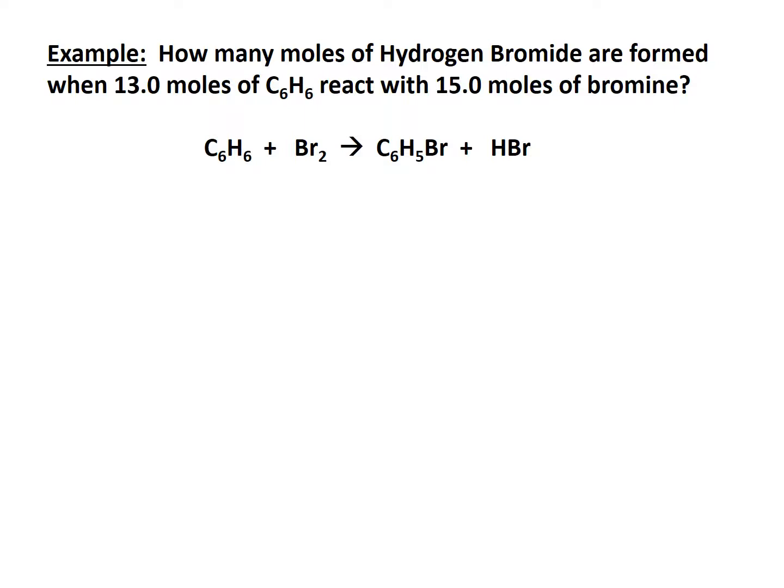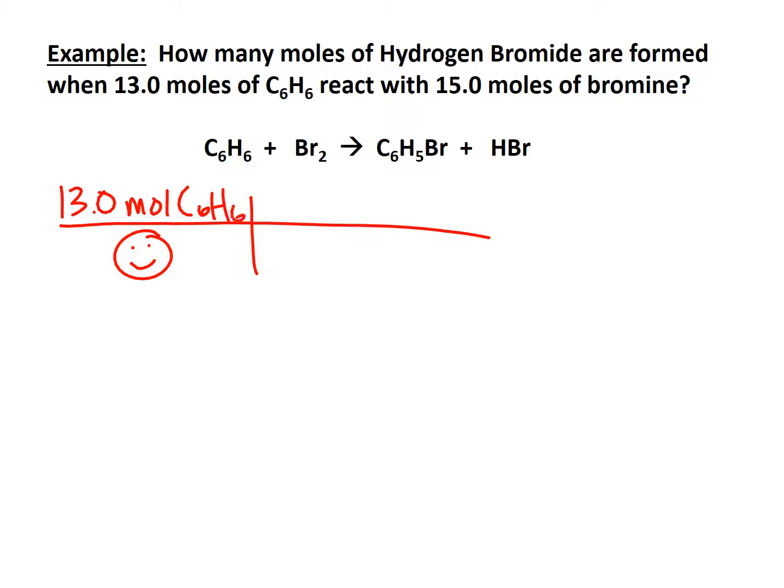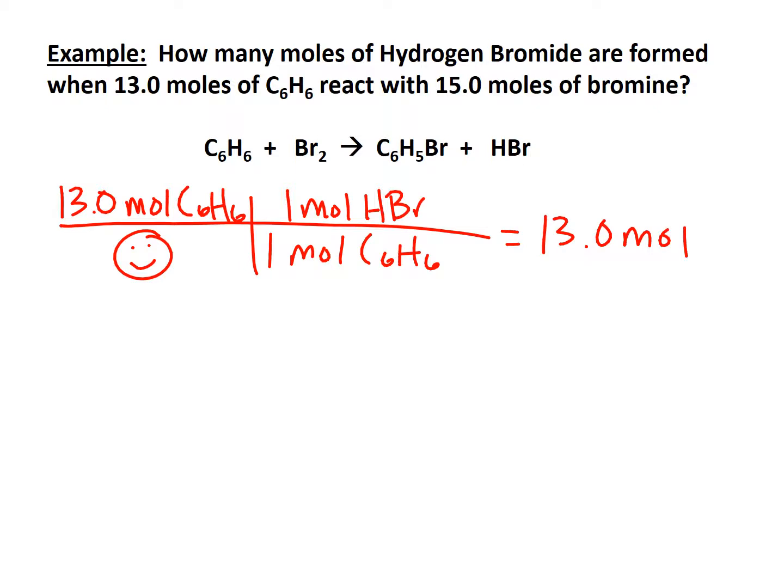All right, so it asks us how many moles of hydrogen bromide are formed when we start with 13 moles of C6H6 and react them with 15 moles of bromine. We have two given quantities, which tells us that this is a limiting reactant problem. So we're going to do mole to mole conversions. We'll start with C6H6. I have 13.0 moles of C6H6. If I look at the mole ratio, I see that there's 1 mole of C6H6, benzene, for every 1 mole of HBr. So that much benzene will produce 13 moles of product.